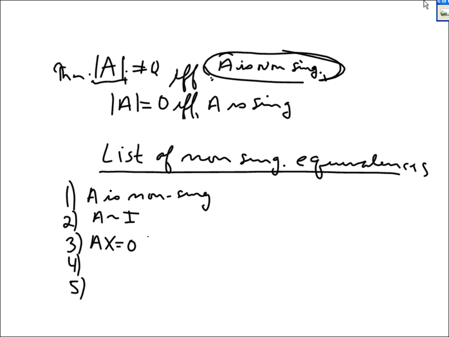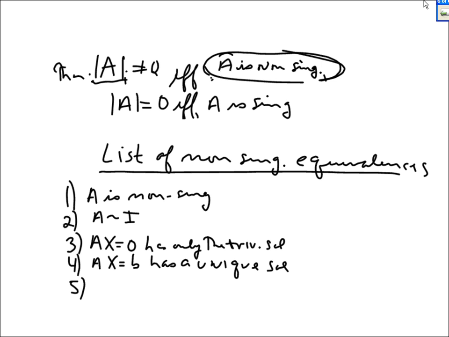If AX equals 0 has only the trivial solution, that means A is row equivalent to I. That means A is non-singular. AX equals B has a unique solution. That means AX equals 0 has only the trivial solution. That means A is row equivalent to I. And now, the determinant of A is not 0.